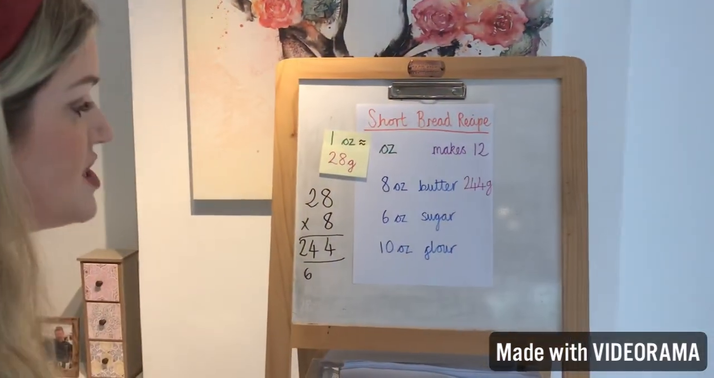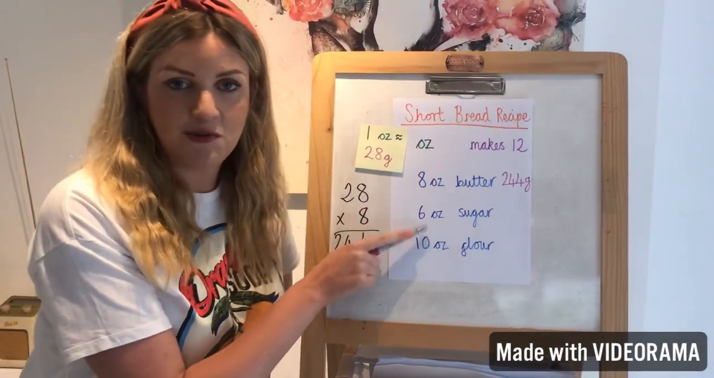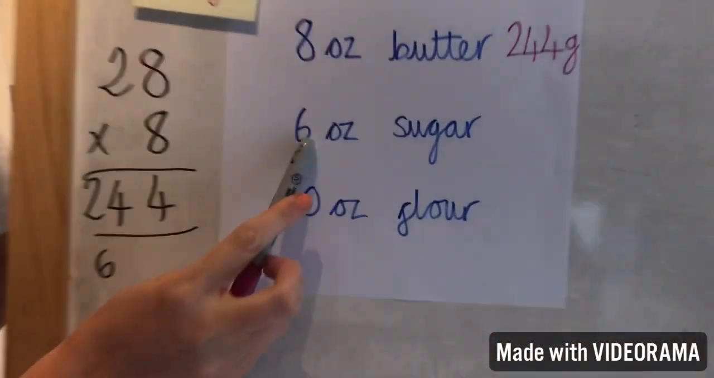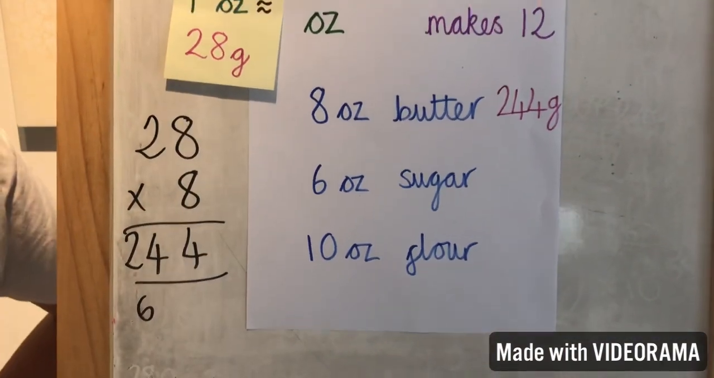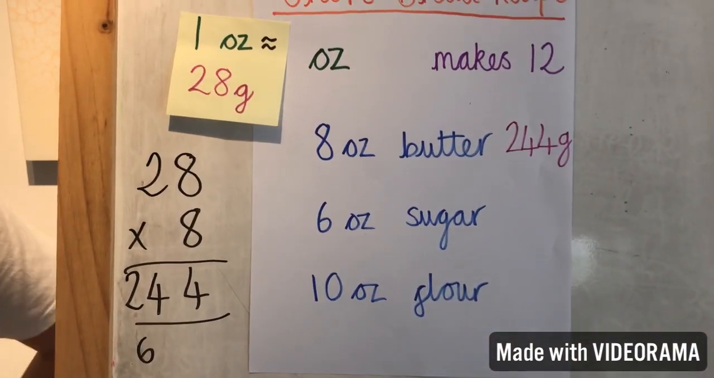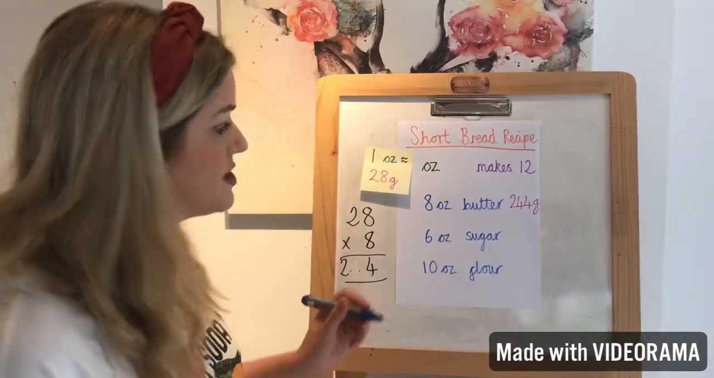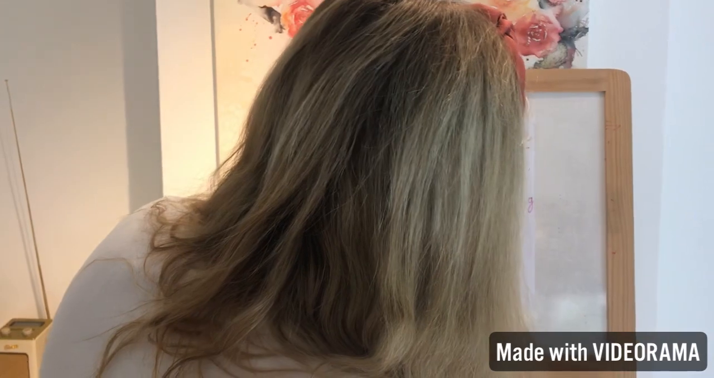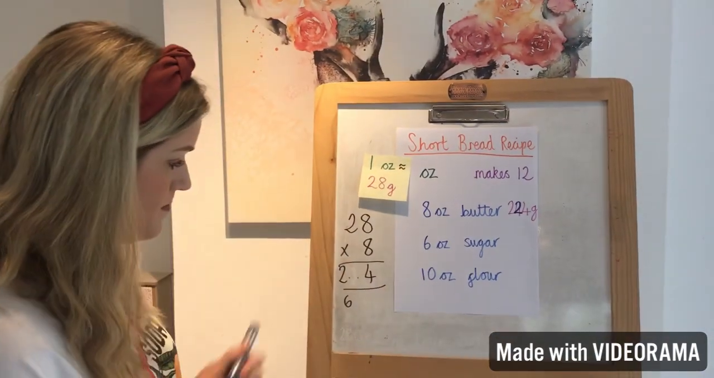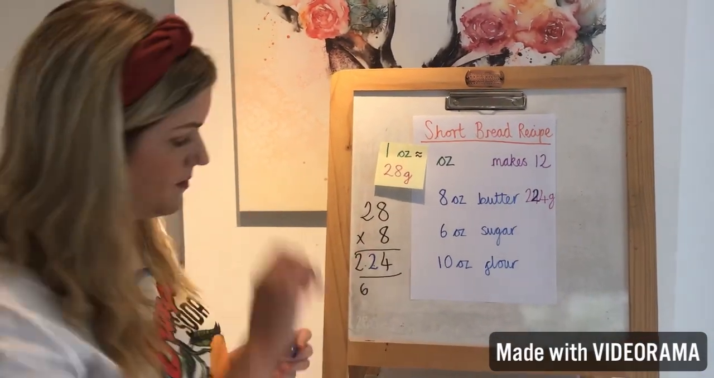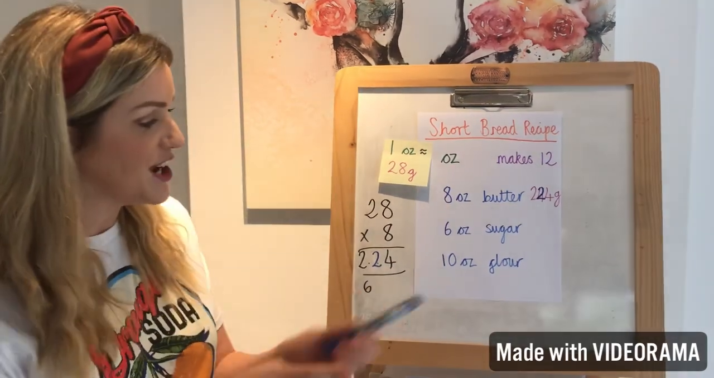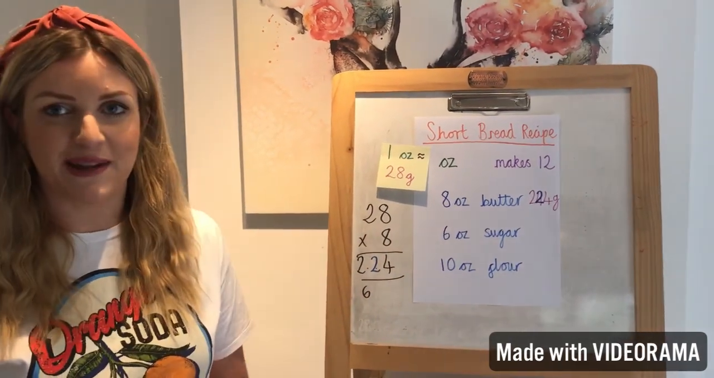Can you pause the video? Can you work out these ones for me, please? So change them from ounces into grams. I just realised a mistake. Right, can you work out 6 ounces and 10 ounces, please?